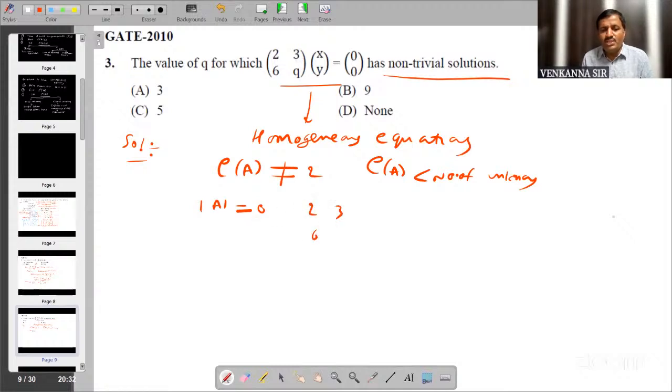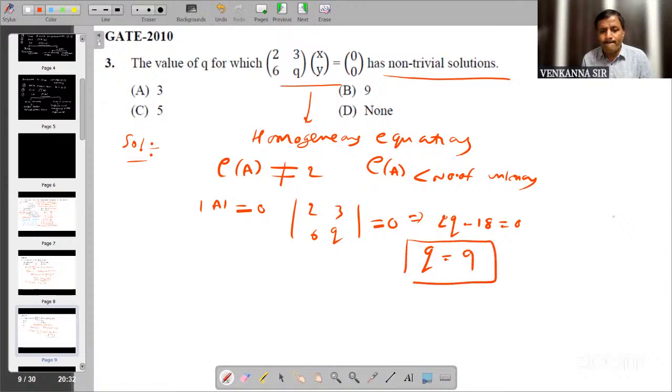2, 3, 6, q, determinant equal to 0. You are all understanding: determinant of A equal to 0, then only the rank of A becomes 1. Rank of A is 1, it's not 2. What is the result here? 2 into q, 2q minus 18, so q is equal to 9 is the answer. Q equal to 9. Very good.